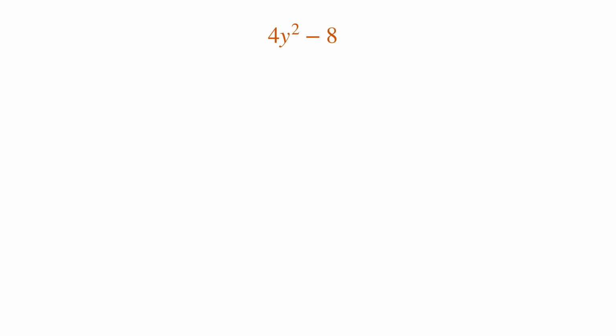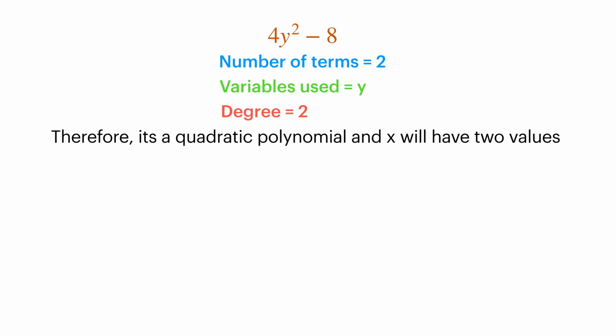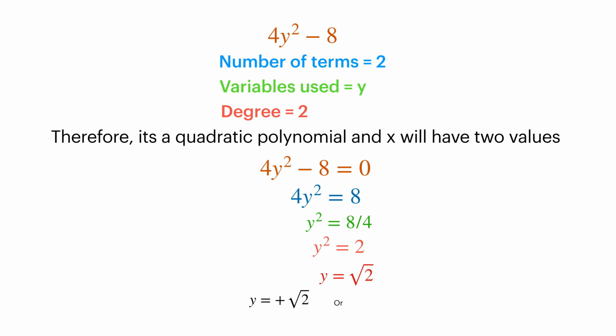Now here is another question, 4y square minus 8, where the number of terms is 2, the variable used is y, and the degree is 2. That means we can have two possible solutions. Therefore, it's a quadratic polynomial and y will have two values. After solving this, we see that the value of y comes as plus root 2 and minus root 2. Now one of them could be the length and the other could be the breadth of a quadratic.